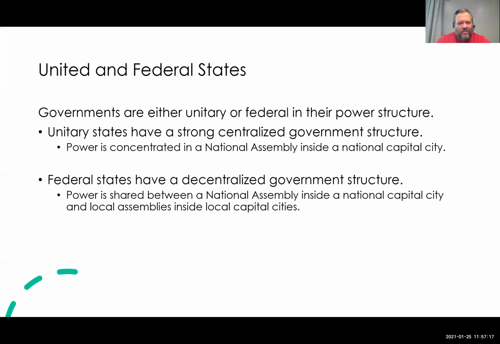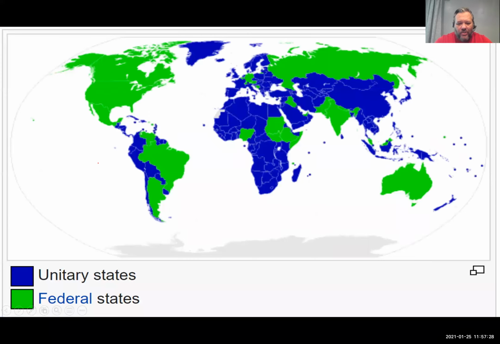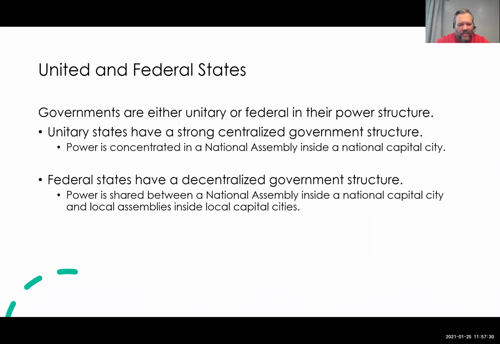So the two types of governance, and this is for a state as in a country, are either, again, unitary or federal. Just in short, and then we'll get into a little bit more detail in just a second. A unitary state has a very strong central government. It doesn't have a state government like the US has. We have a federal and then a state and then local. This just has one big national government that pretty much runs the country. There's some local governments that just implement the policy of the national government. So power is concentrated in a national assembly inside a national city.